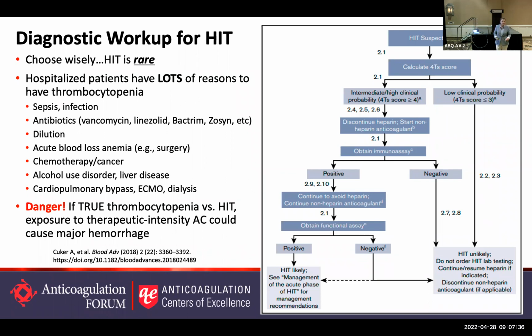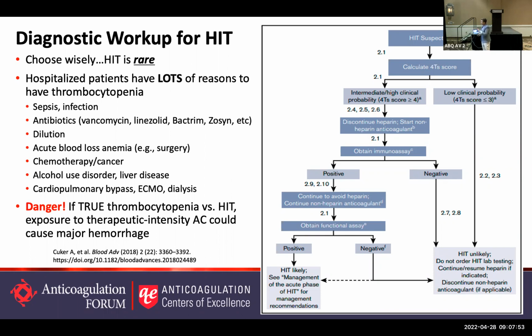Patients have lots of reasons to have low platelets in the hospital: dilution, post-surgical bleeding, chronic alcohol use, drugs, right? I'm a pharmacist, lots of drugs that cause thrombocytopenia, vancomycin, linezolid, Bactrim. So be looking for those things and thinking about those.